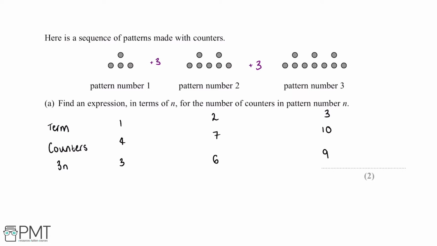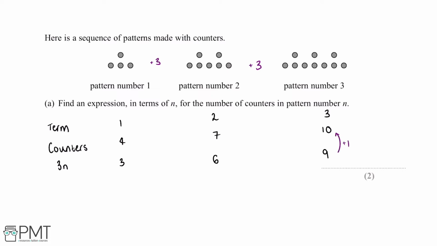And now what we're going to want to do is compare the number of counters with the term 3n. And what we can see is for the first 3 terms, in order to get from 3n to the actual number of counters, we'll need to add 1.